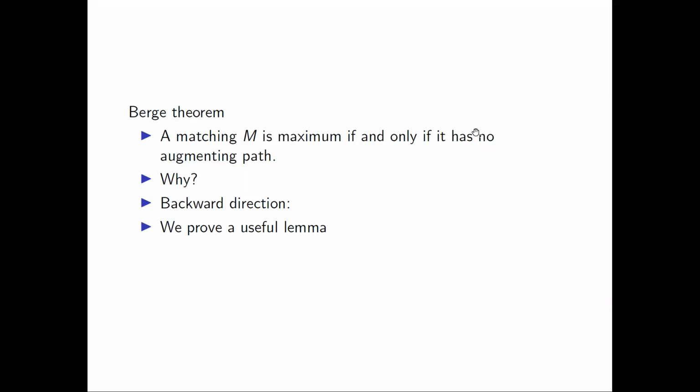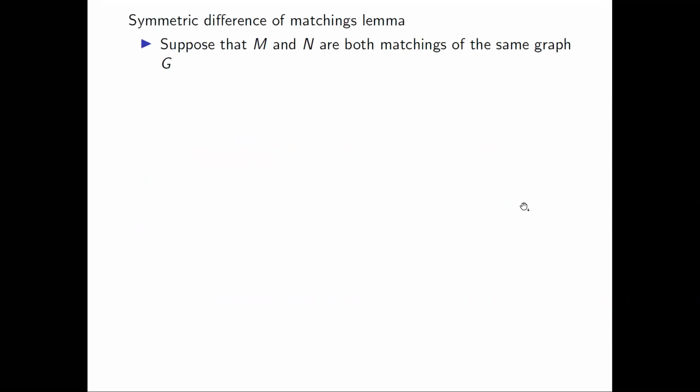So let's see, what is this lemma that we're going to prove? Well, here it is. I call it the symmetric difference in matchings lemma. I made up that name for it. I think that name describes it pretty well. So we'll suppose that we have two matchings in the same graph. We'll call them M and N, and we'll say that our graph is G.